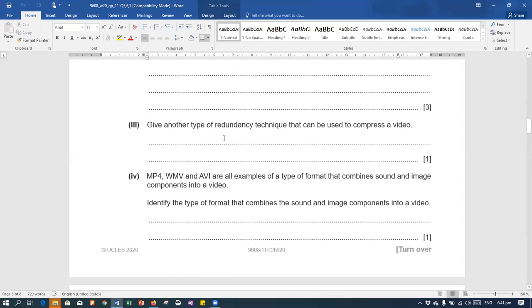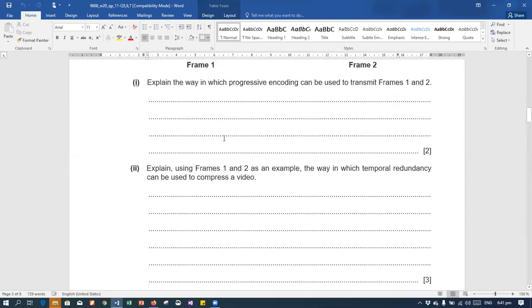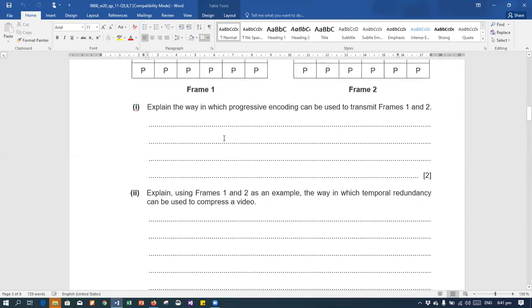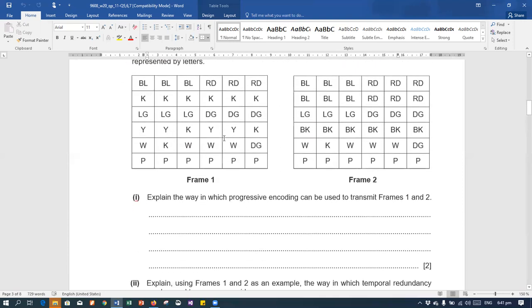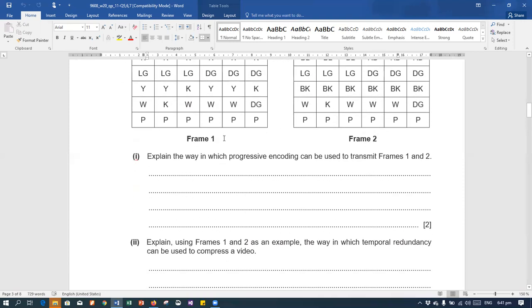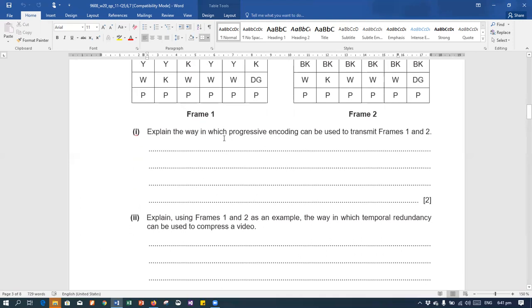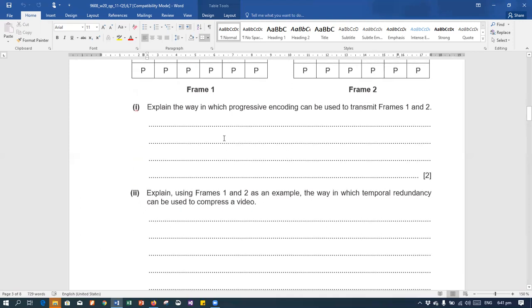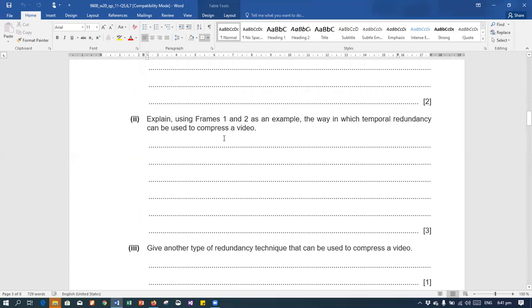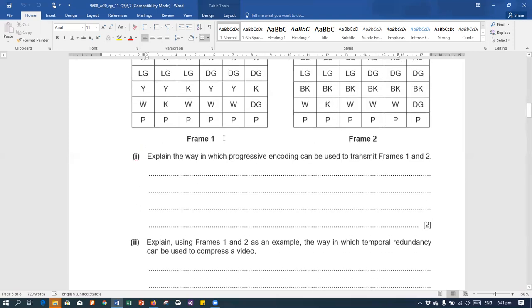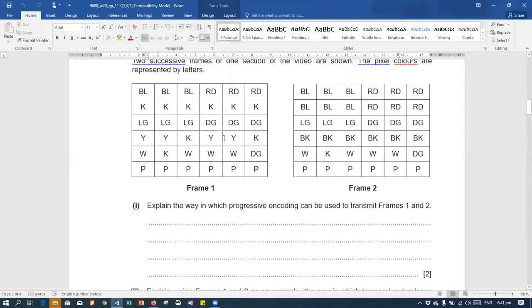Question number? That's question number B, part 1. Okay. The same question, the same paper. Then explain using frame 1 and 2 as an example the way in which temporal redundancy can be used to compress a video. You have to compress the video, temporal redundancy is being used, what will happen? See the frames.